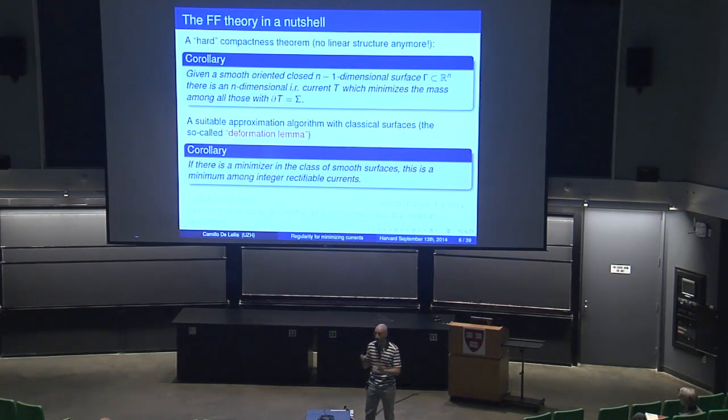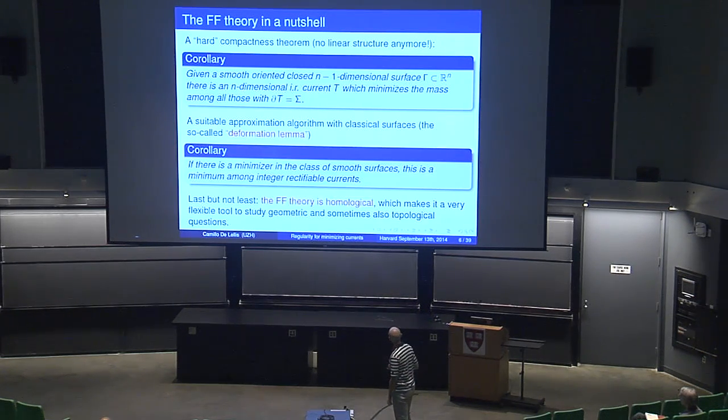So if you have a smooth object which is solving the Plateau problem in the class of smooth objects, then the integer rectifiable currents theory will give you that. So if the integer rectifiable currents theory gives you only singular objects, then there's not going to be a minimizer in the class of smooth objects. Very good. This does not happen for a lot of other theories. For instance, it doesn't happen for Reifenberg theory, if you want.